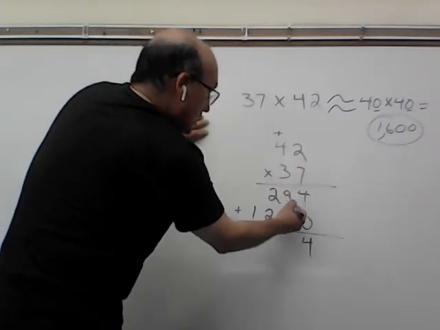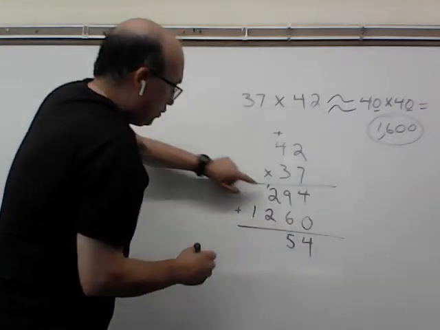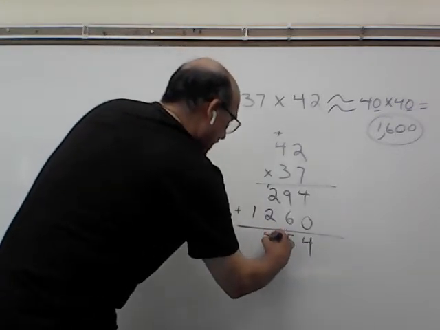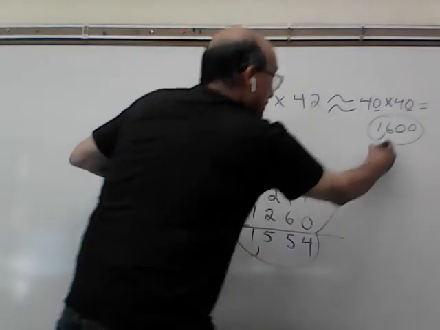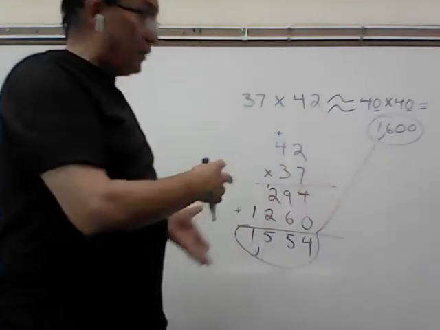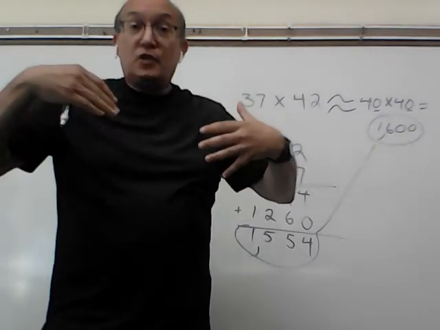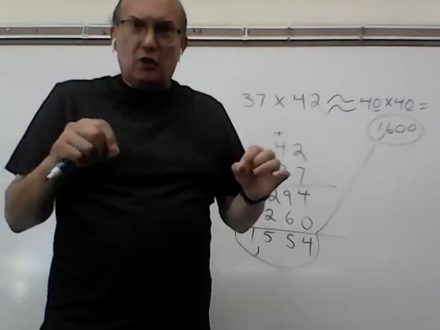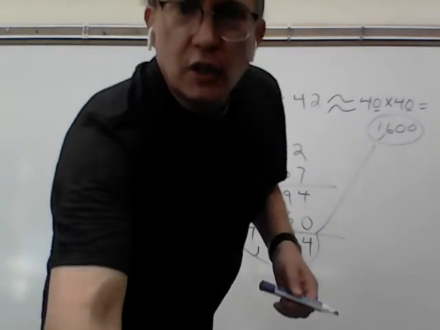4 plus 0. 9 plus 6 is 15. Put down the 5, carry the 1. 1 plus 2 plus 2 is 5, and 1. Now, is that fairly close to 1,600? I'm going to say yes. Hopefully I didn't make any mistakes here. And like I said, sometimes your estimate results in something very close. Other times it's just kind of close. So let's look at the why.